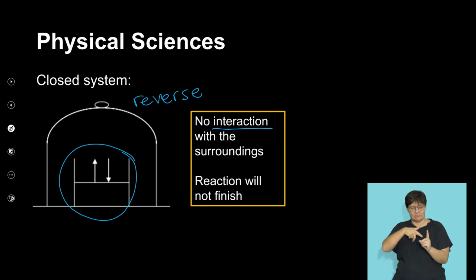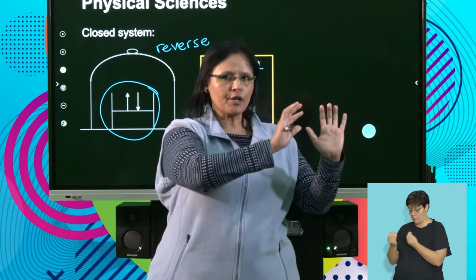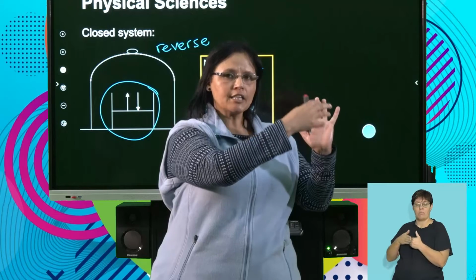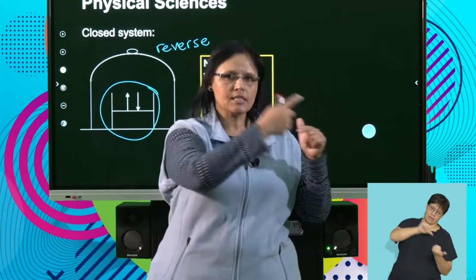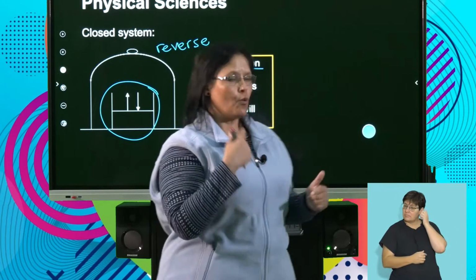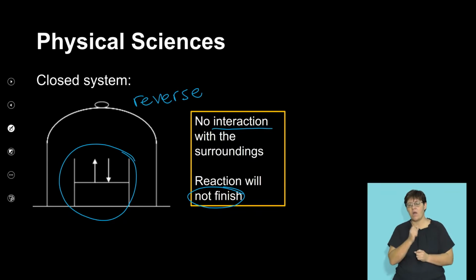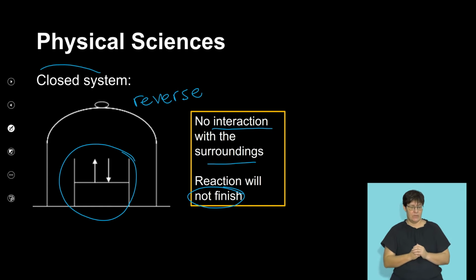Everything happens in this closed system, and this reaction will not finish. Why will this reaction not finish? It will not finish because as the reactant forms product, the product becomes more and more, and at a point where there's enough product, that product might start to form some of the reactant again. So if you can see here, we use two arrows to show that we have a reaction and that reaction can return. It is not in contact with the surroundings, and we then say this is a closed system.